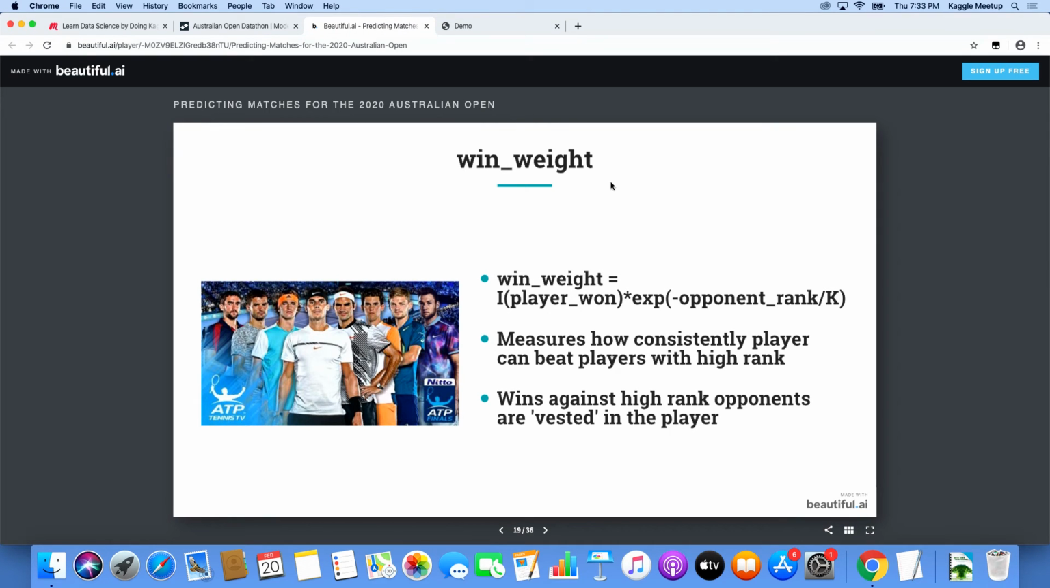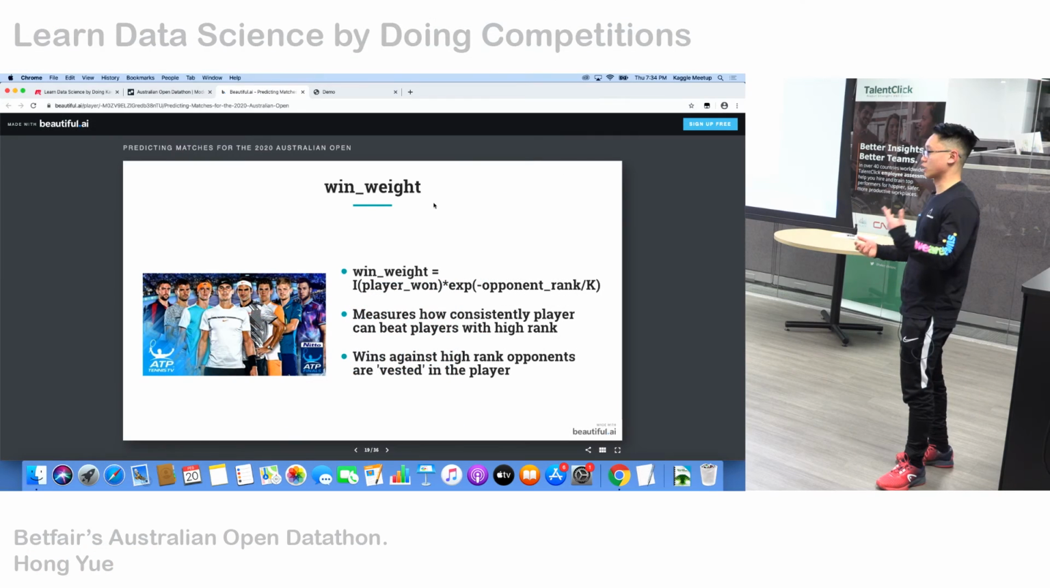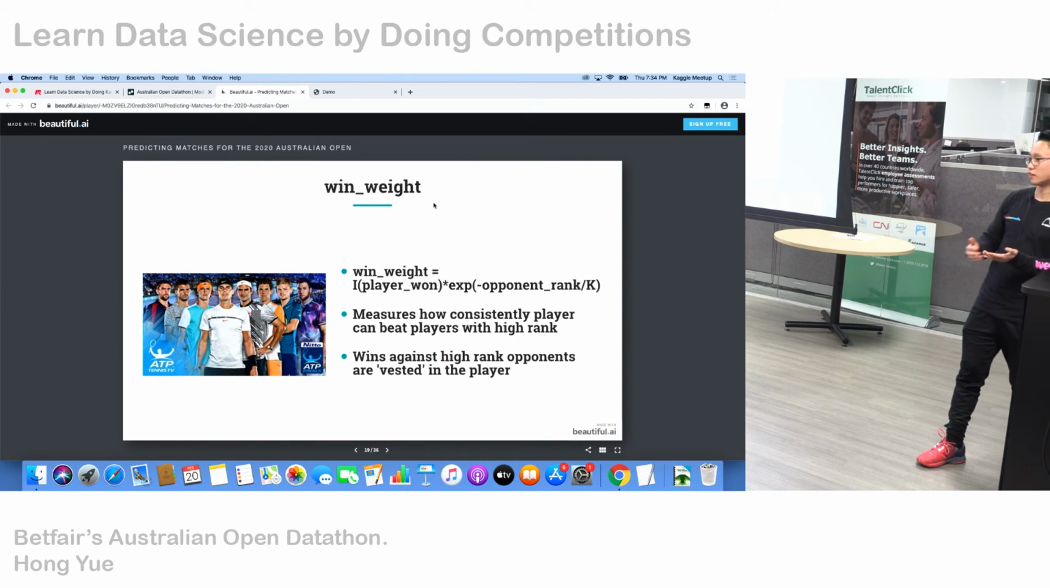Here are some other features that I came up with. I'm not going to be talking about that one. Oh, actually, I'll talk about it briefly. This just calculates an average of previous wins, and then you weight it by your opponent's rank. So if you're winning against high-ranked opponents, that's good. If you're winning against low-ranked opponents, that's not too bad, but it's not as good, right? So that's what we're doing there. We're taking the exponent of the negative opponent's rank scaled by some factor.